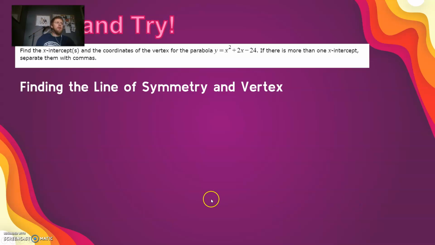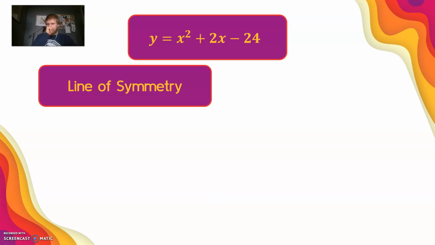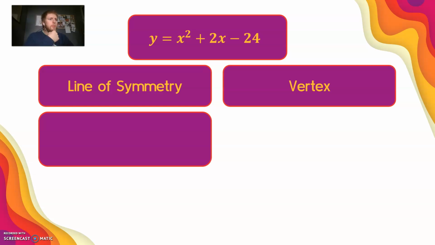So we got the same answers, and we're going to now find the vertex using the line of symmetry. So remember the equation for that is negative b, which is negative 2, all over 2a, which is 2 times 1.